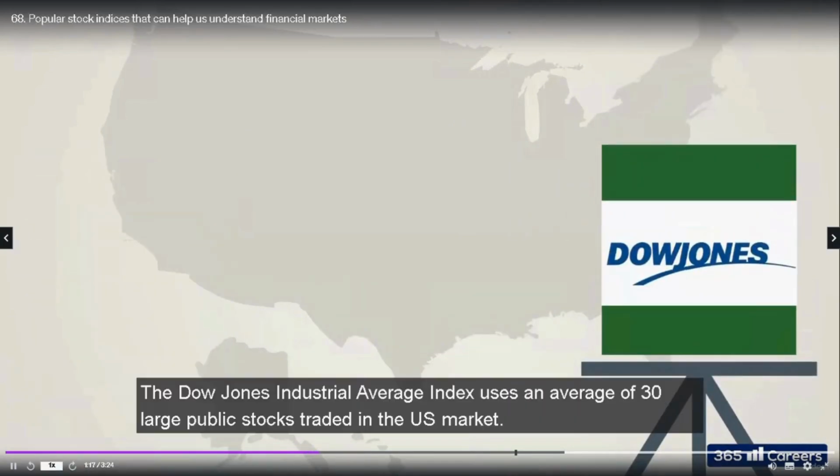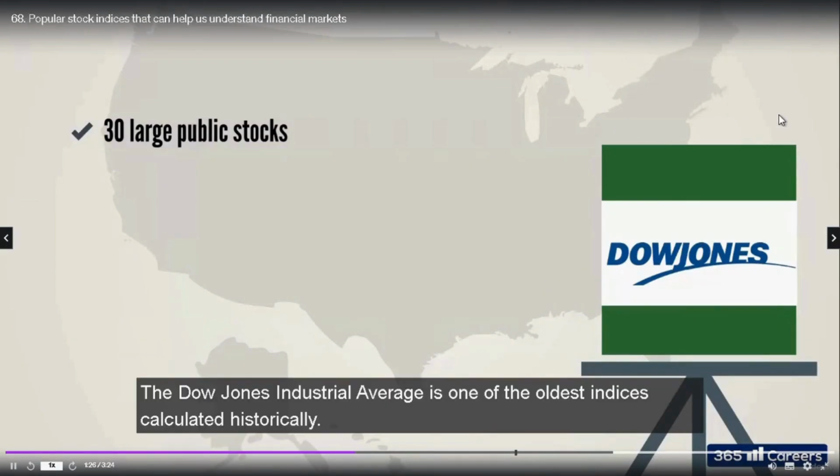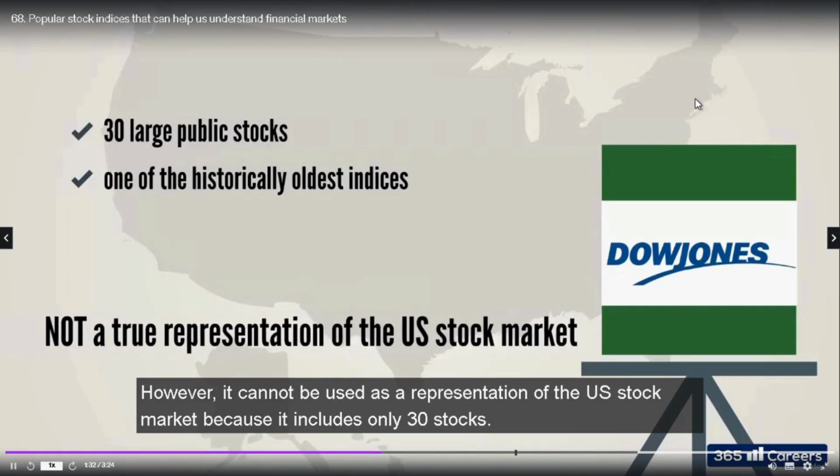The Dow Jones Industrial Average Index uses an average of 30 large public stocks traded in the U.S. market. The Dow Jones Industrial Average is one of the oldest indices calculated historically. However, it cannot be used as a representation of the U.S. stock market because it includes only 30 stocks.